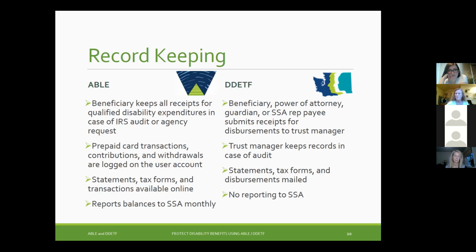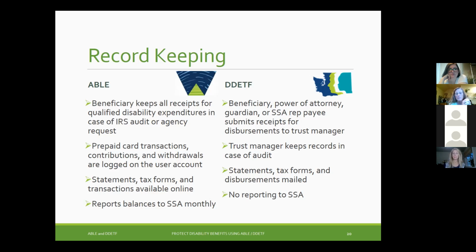The balances are reported to the Social Security Administration on a monthly basis, just so that they can see that balances have not gone over $100,000 for SSI folks. Yep. SSI is the only benefit program that has that $100,000 exclusion. All other federal means-tested benefit programs go all the way up to the cap, the ceiling, which is $500,000. It's only SSI, and that's the reason we do the reporting.